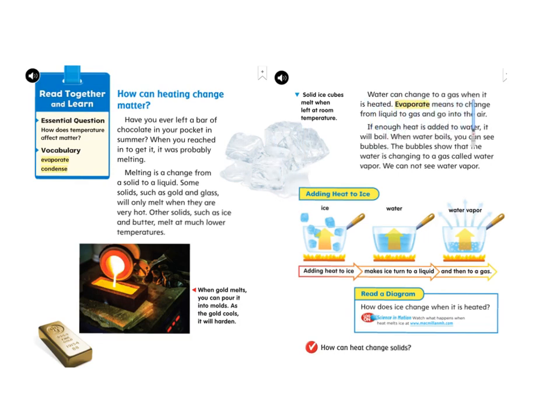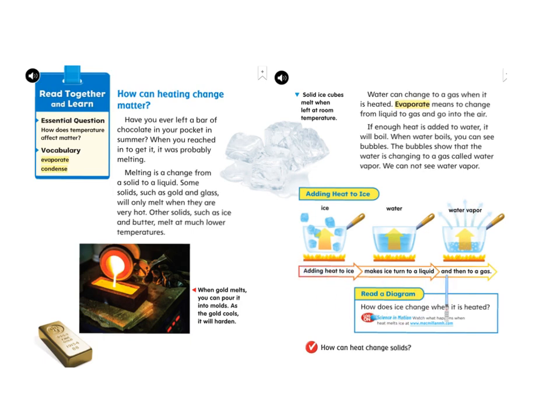Water can change to a gas when it is heated. Evaporate means to change from a liquid to a gas and go into the air. If enough heat is added to water, it will boil. When water boils, you can see bubbles. The bubbles show that the water is changing to a gas called water vapor. We cannot see water vapor. A lot of times we can see it when it first evaporates into the air. You can kind of see the steam coming up. Steam is another word for water vapor. But that process of it becoming a gas and turning from water to water vapor is evaporation.